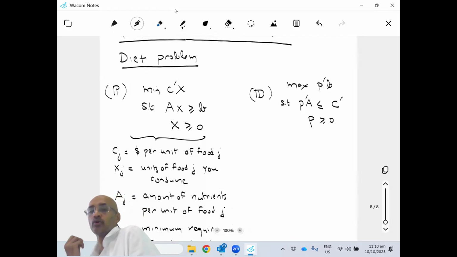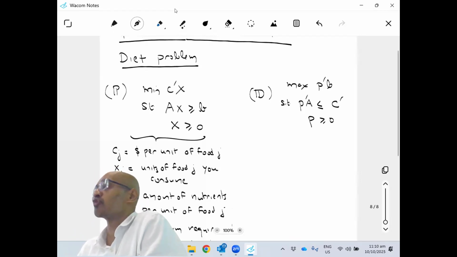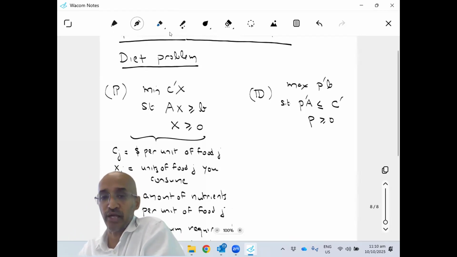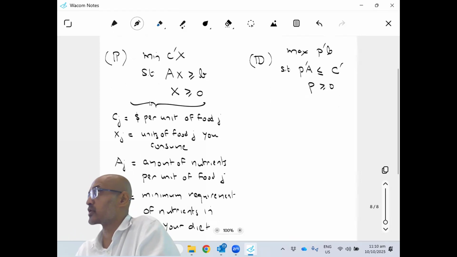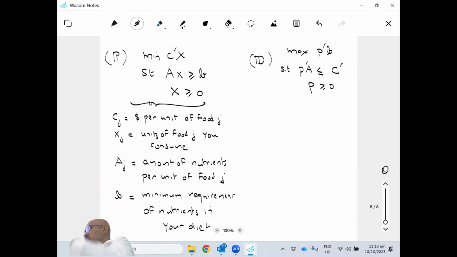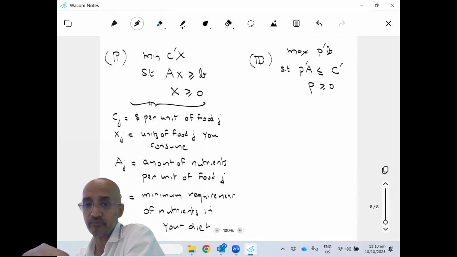So let's try to interpret. We know now that when we solve the primal, we are also solving the dual, and we can go from the primal optimum solution to the dual optimum solution, and the objective values match and so on. So let's think about how to interpret the dual. This dual variable P is of the same dimension as the number of nutrients that you're worried about in your diet.